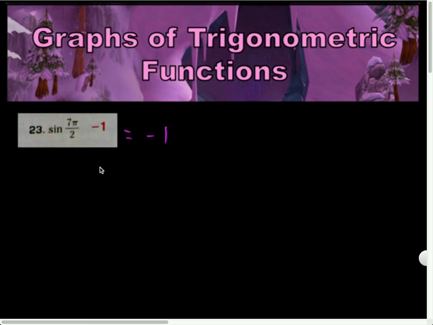Now, the other way you could have done it is with a coterminal angle. If I want to find a coterminal angle within 0 to 2 pi, I could subtract 4 pi over 2 from it. Why 4 pi over 2? Because that's the same as 2 pi, which is like subtracting 360 degrees. So that's the same as 3 pi over 2, right? So I could have said that's the same as sine of 3 pi over 2, which is like sine of 270, which would be -1.